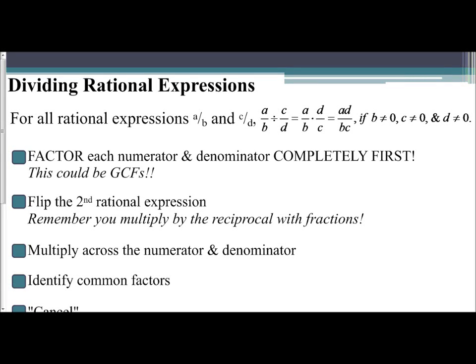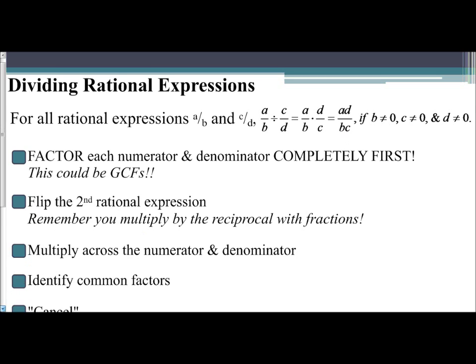In this video, we're going to look at how to divide rational expressions. So remember, when you're dividing fractions, what you do is you flip the second fraction, you change the division to multiplication. Then you multiply across the top, and you multiply across the bottom. And then you will cancel out any common factors.